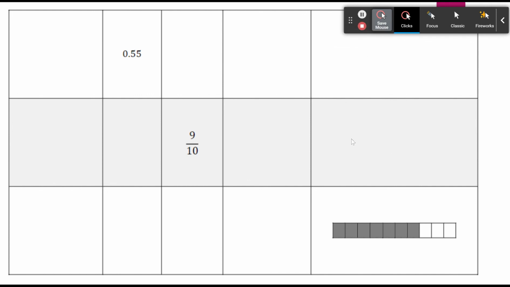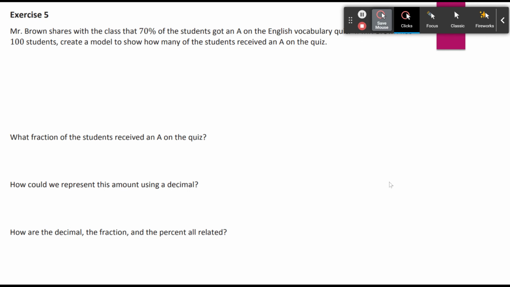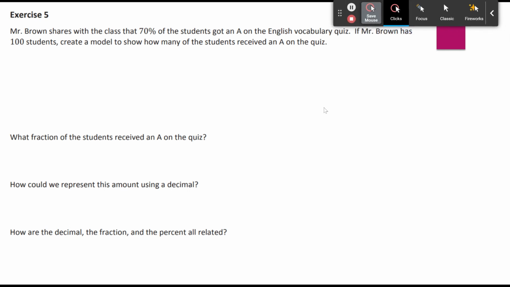Okay, so if you are continuing, that means you were sent back to go ahead and move on to exercise number 5. So we're going to look at this a little bit together. Mr. Brown shares with the class that 70% of the students got an A on the English vocabulary quiz. If Mr. Brown has 100 students, I want you to create a model that shows how many students received an A. So we are going to do this like we did the other example.